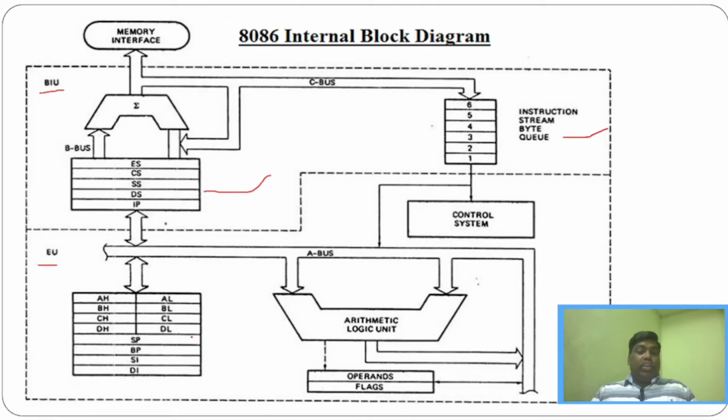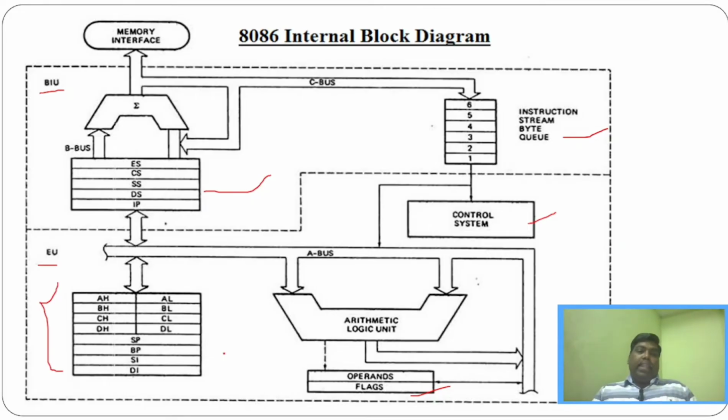When it comes to the execution unit, it has a control system which provides the control signals for all the operations, and it has an arithmetic logic unit where the arithmetic and logical operations take place. The status of the ALU operations will be seen in the flag register, so it has a flag register as well. Apart from it, the execution unit has the register unit, where you have general purpose registers and pointer and index registers, right?